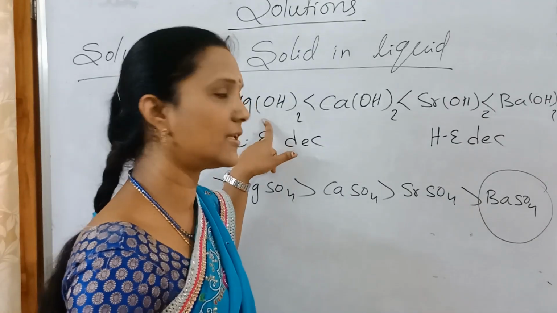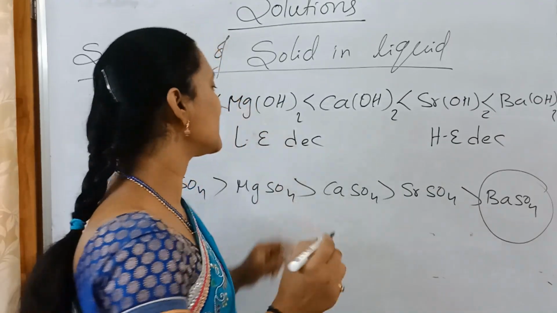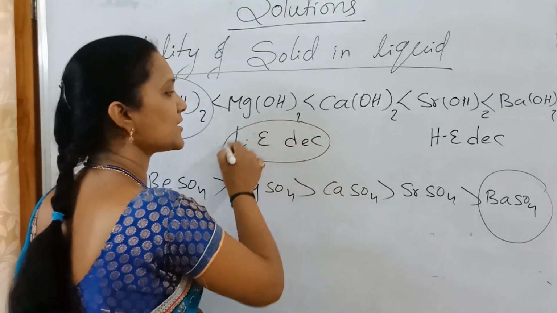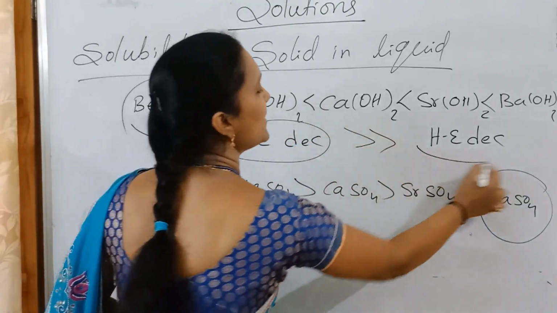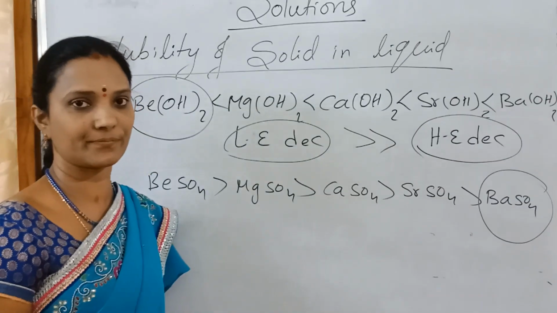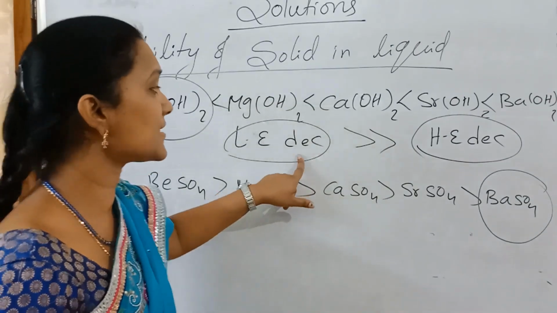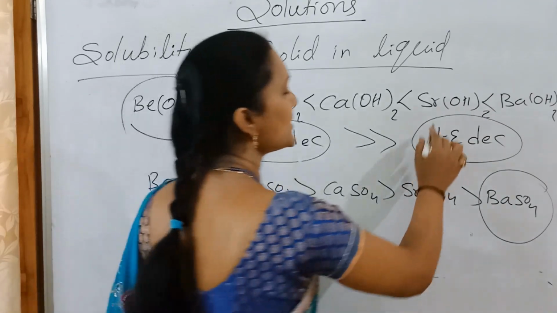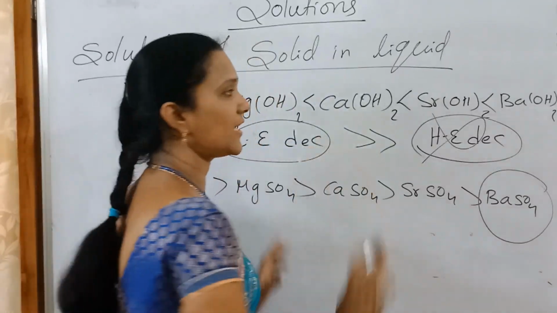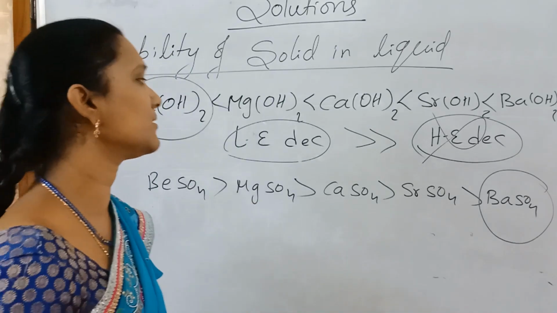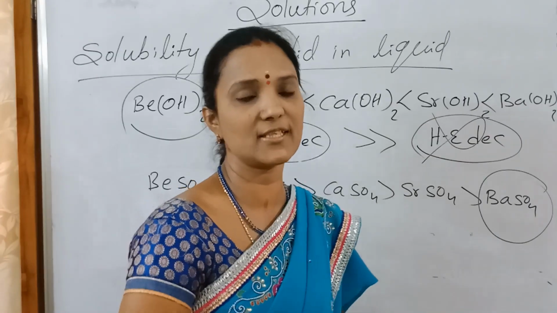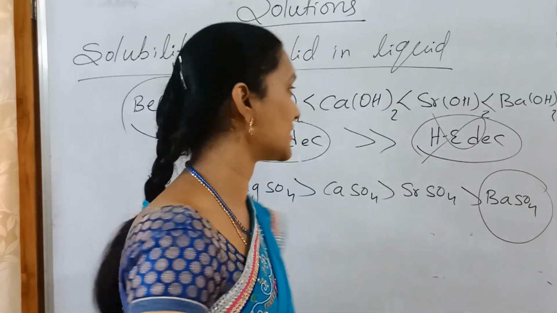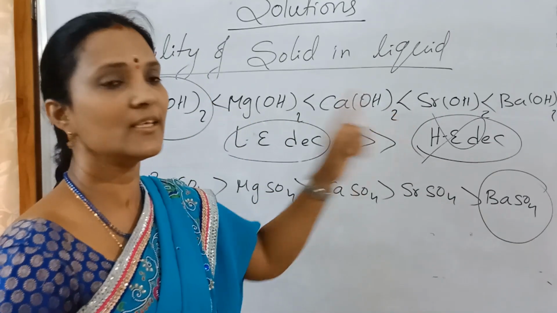Now here, does solubility increase or decrease? The decrease in lattice energy is more than the decrease in hydration energy. That's why here we should just consider lattice energy. So down the group, what happened? Size increases, lattice energy decreases, so solubility increases. That's why hydroxide solubility increases.